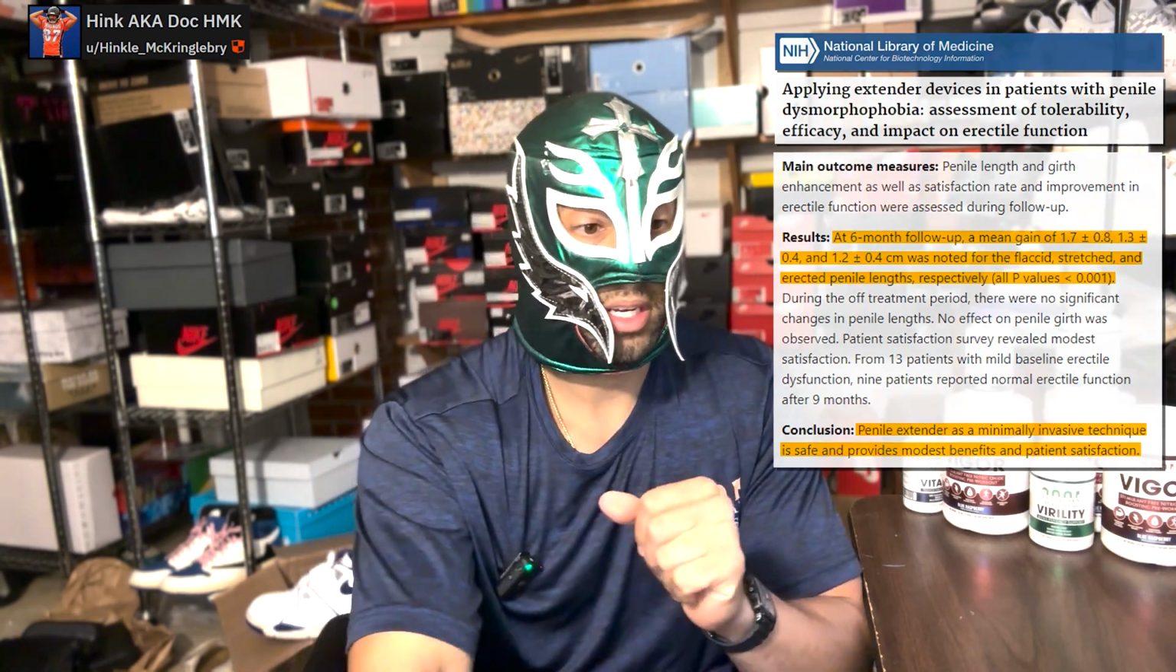How about length, okay? Well, there's actually plenty of published literature, like this paper looking at extenders, which shows, yes, you can clearly enlarge the length of your penis by using a device that applies constant traction, okay? Like an extender. So proof of concept right there.